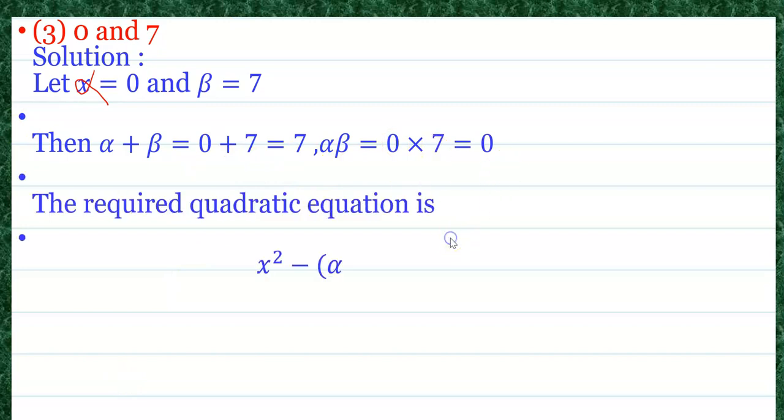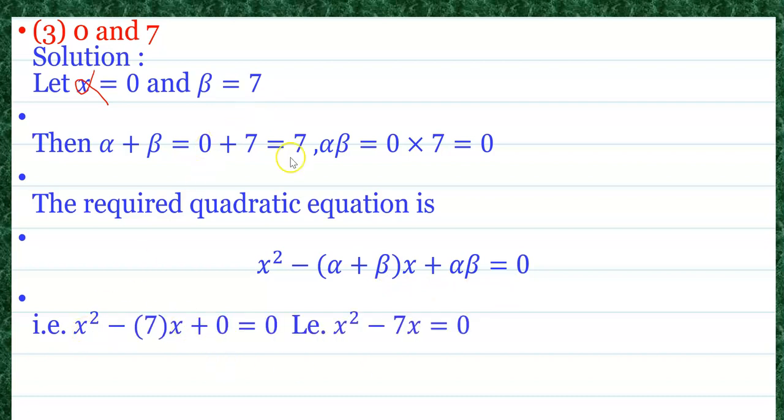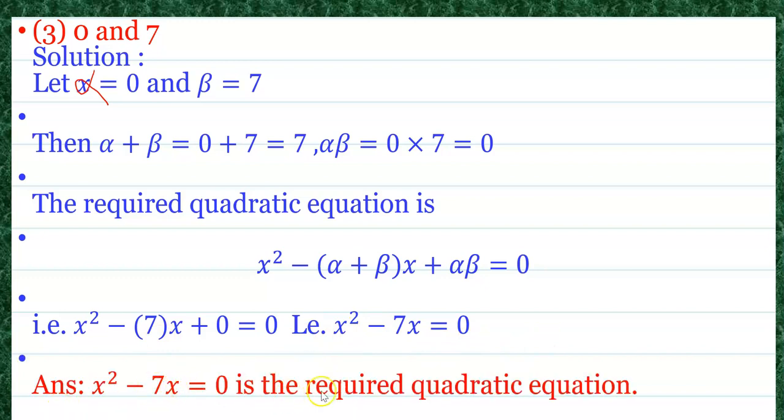The required quadratic equation is x square minus in bracket alpha plus beta into x plus alpha into beta, that's equals to 0. Substitute the values, that is x square, alpha plus beta किती येतं 7 आहे, 7 into x. Okay, alpha into beta तो 0 आला. And therefore the required quadratic equation is x square minus 7x is equals to 0. Okay. Now the next is x square minus 7x is equals to 0 is the required quadratic equation.